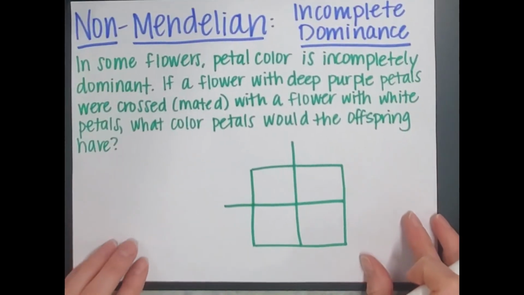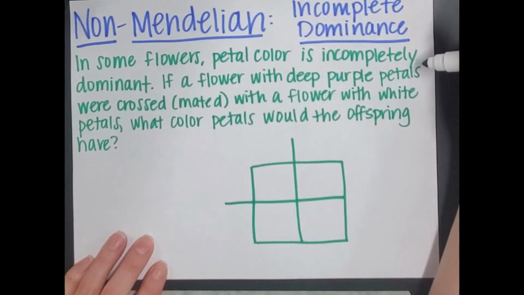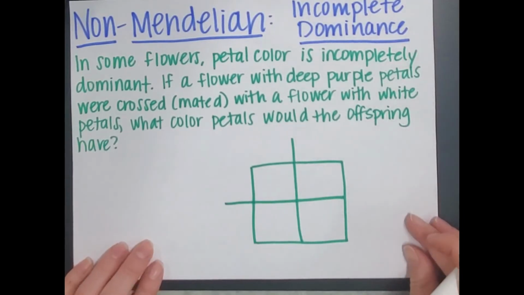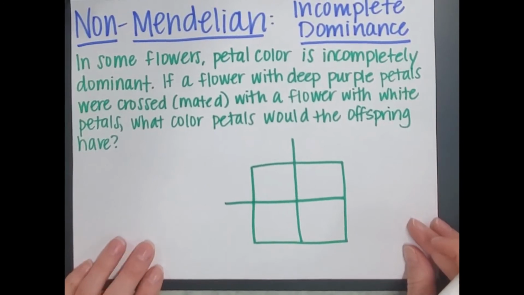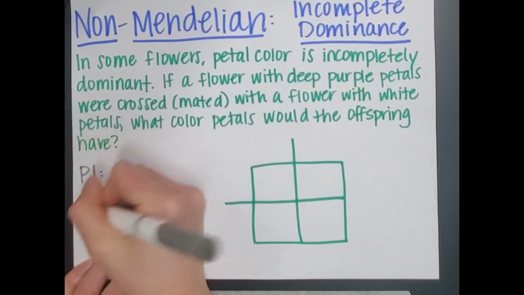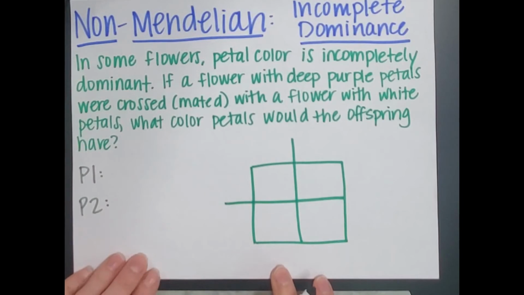Our second example is called incomplete dominance. And here's our example. In some flowers, petal color is incompletely dominant. If a flower with deep purple petals were crossed with a flower with white petals, what color petals will the offspring have? Again, I didn't give you a letter here to use, but let's go ahead and put our parent 1 and our parent 2 out there. If they don't give you letters, you get to make up your own. So let's do that now.